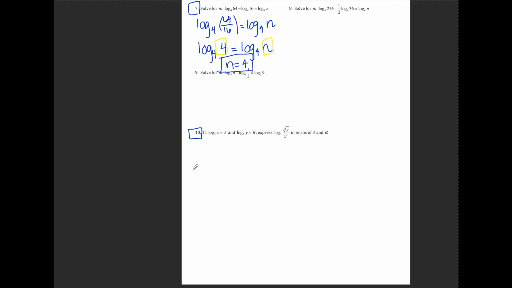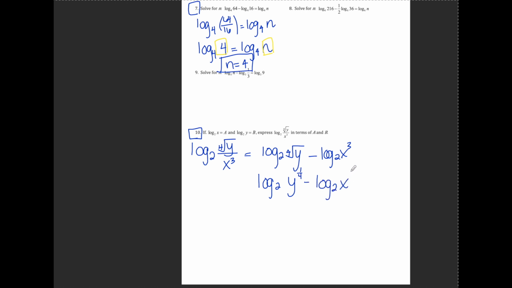In number 10, I have log base 2 of x is equal to a and log base 2 of y is equal to b. Express log base 2 of the 4th root of y over x cubed in terms of a and b. This one is similar to number 6. So the first thing I'm going to do, I'm just going to rewrite that whole big expression they have there. I'm first going to attack this division by splitting that up into subtraction. So log base 2 of the 4th root of y minus log base 2 of x cubed. I know that the 4th root is the same thing as y to the 1/4. Carry down the rest of my expression.